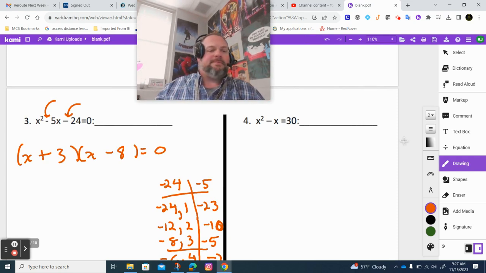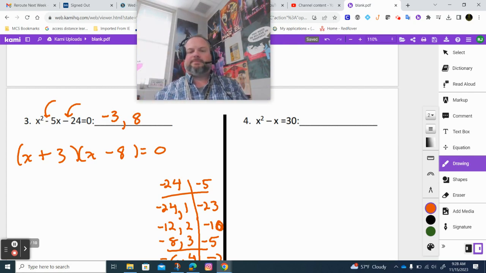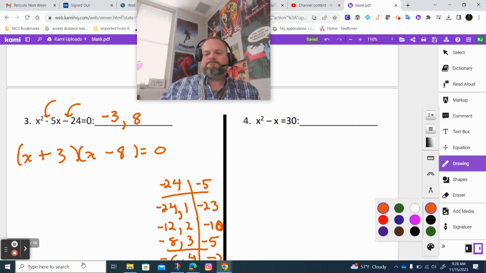Okay. So, the opposite of positive 3 is negative 3. The opposite of negative 8 is positive 8. Okay.